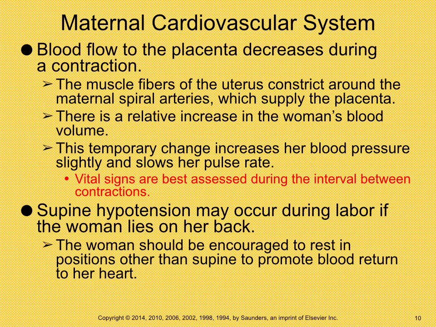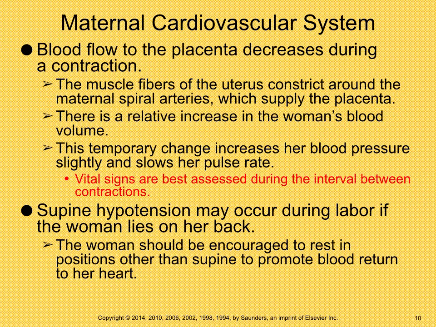This is a temporary change, and her blood pressure might be impacted by this change. So it's important that when we're assessing vital signs on our patients, we do not assess vital signs during a contraction. Another piece to that that's also important to consider is the pain factor. If a woman's uncomfortable, of course, those changes are going to be reflected in her vital signs as well.